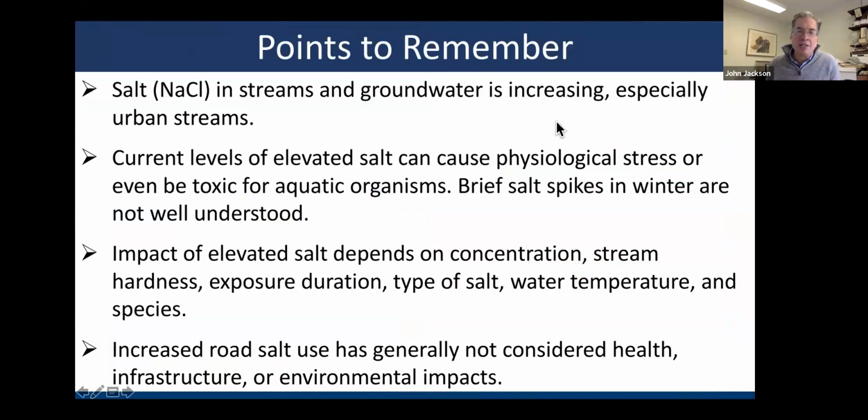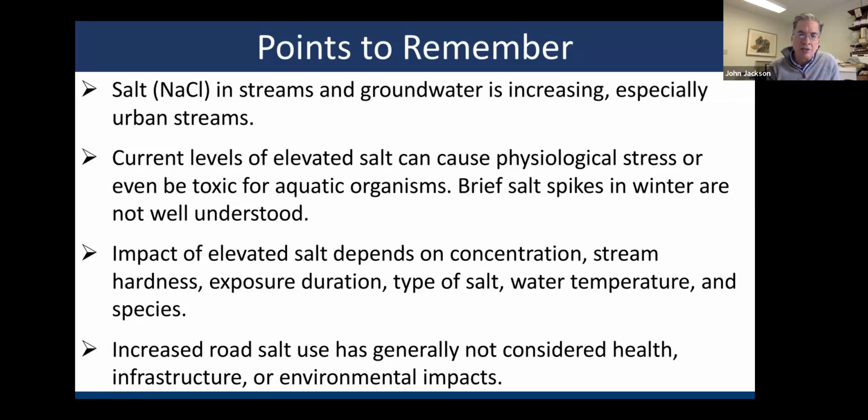So, take-home messaging: I give you the message in the beginning and the end, and maybe in the middle, I fill in the blanks. Salt, sodium chloride, in our streams and groundwater, is increasing, especially in urban streams. We know this well. Current levels of elevated salt can cause physiological stress or even be toxic to aquatic organisms. Brief spikes in the winter are not well understood, but this salt problem isn't just a winter problem.